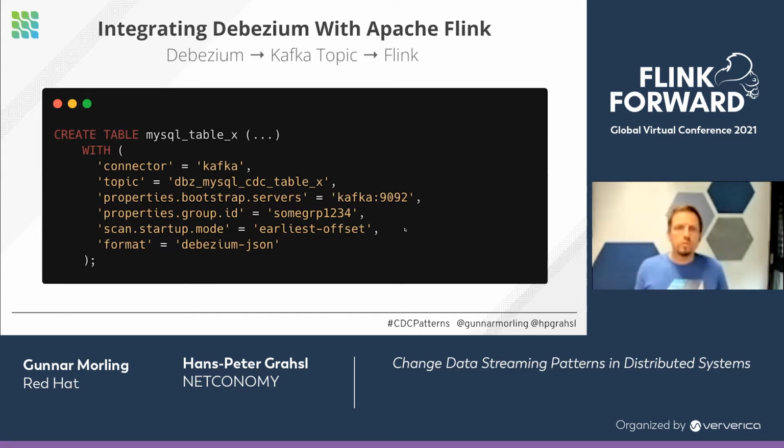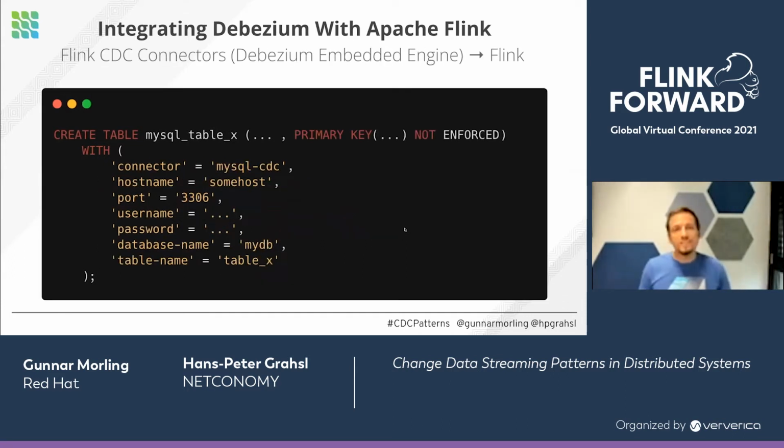A second option would be to use Flink CDC connectors. And Gunnar mentioned that earlier. So here, the Debezium embedded engine can be leveraged so that Flink basically can use this engine to directly talk to the database and read in those change events from there. So in this particular configuration, there would be no need to operate a Kafka Connect cluster in addition to that, which would run the actual Debezium connectors for us.